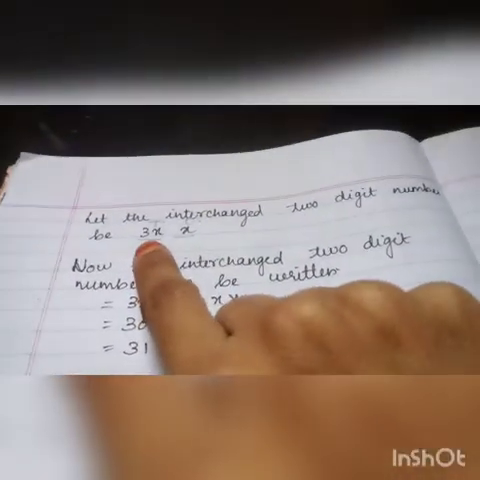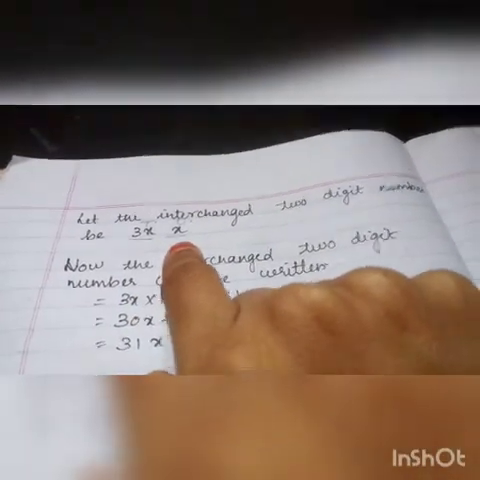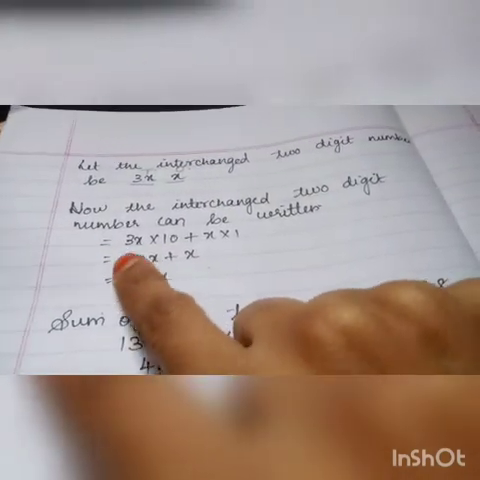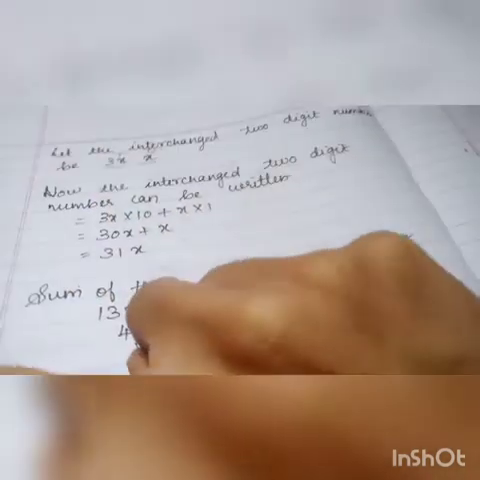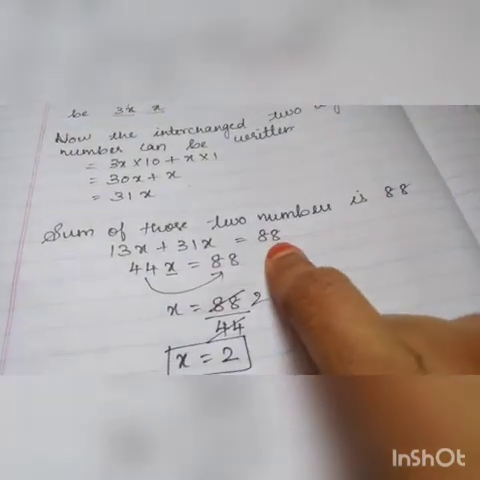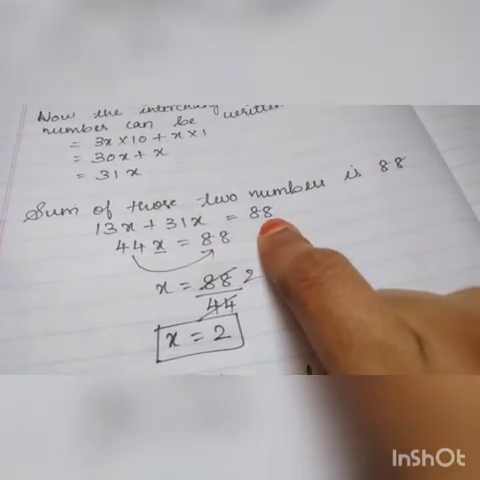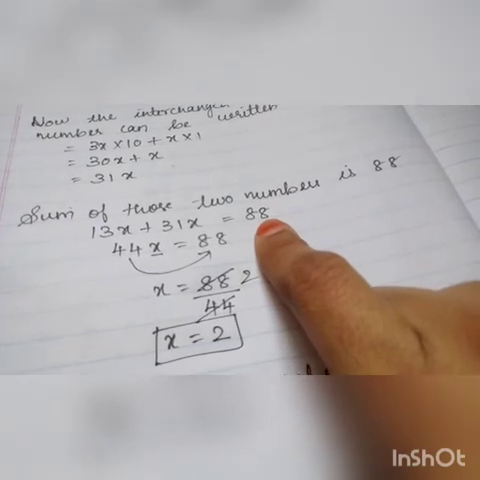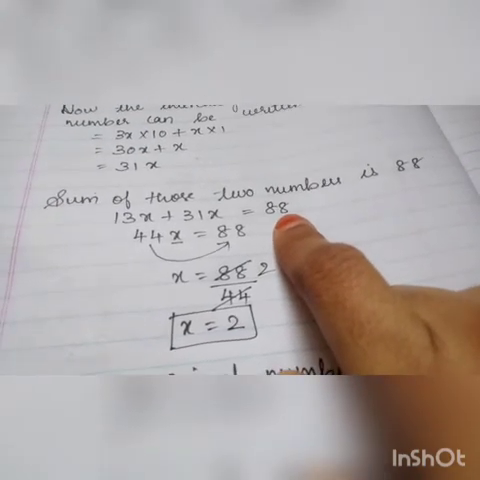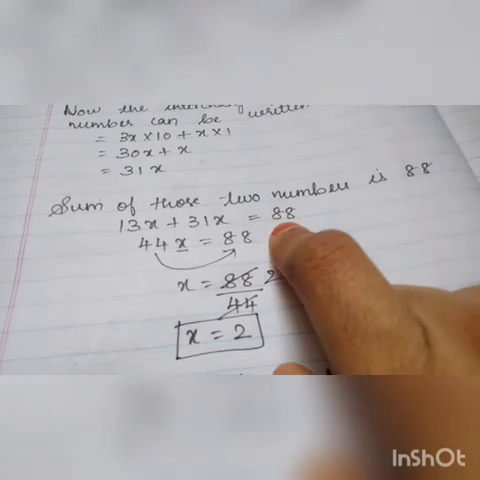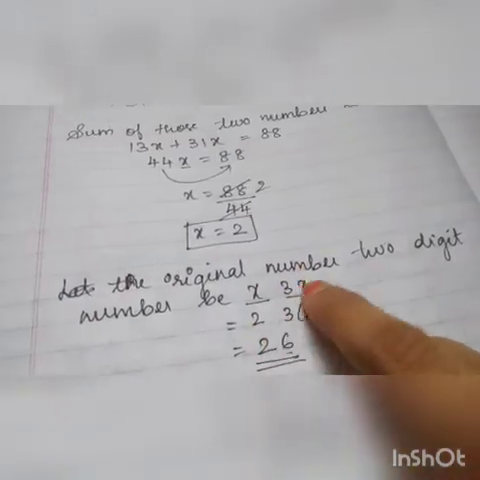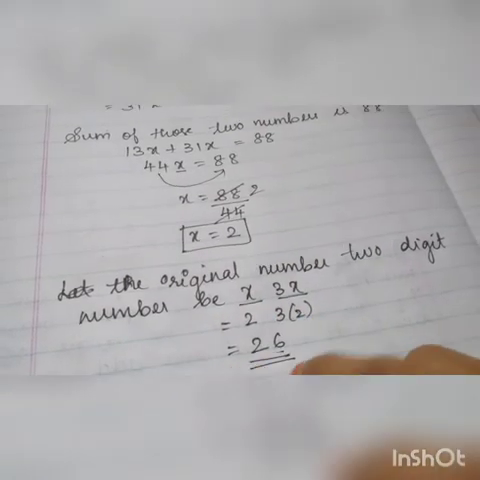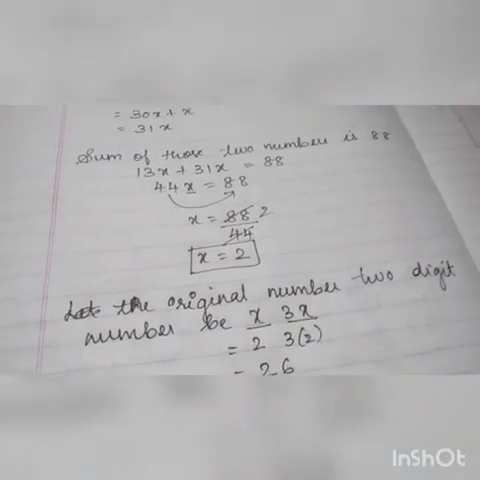Next I am going to interchange that 2-digit number. If I interchange, what will I get? 3x, x I will get. Again I am going to expand this number. I am going to write 31x. Then I am going to add this number and that number. You will get 88, which is given in the question. I am not introducing anything, children. Just I have added those two and found 88. Now what is the x value I got? 2. So x is 2, 3 twos are 6, 26 is our original 2-digit number.